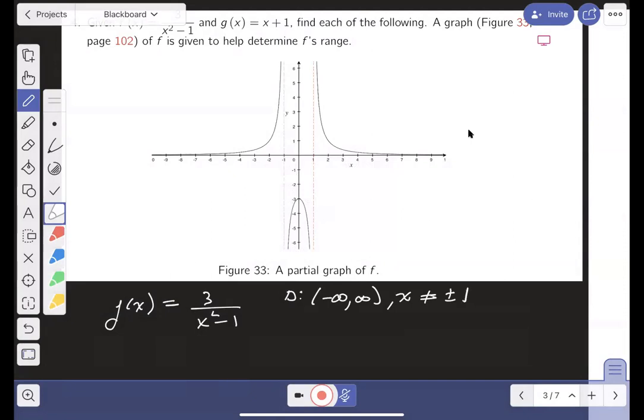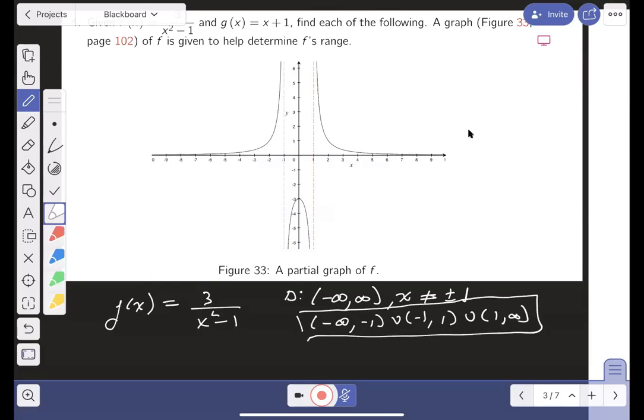So I'm going to write that down in interval notation. That's minus infinity up to -1, union, -1 to 1, union, 1 to infinity. And that's the domain in interval notation. And yeah, they're going to ask that question, and we'll show you where the answer is later. What's the range of this?